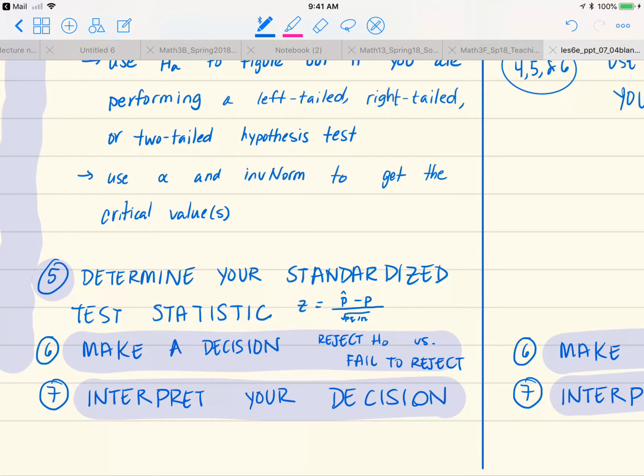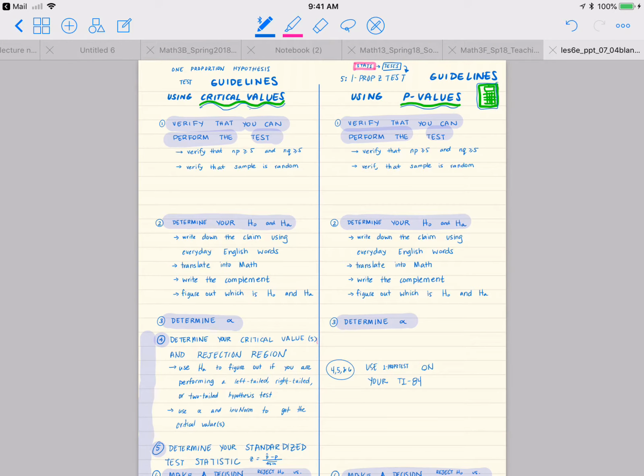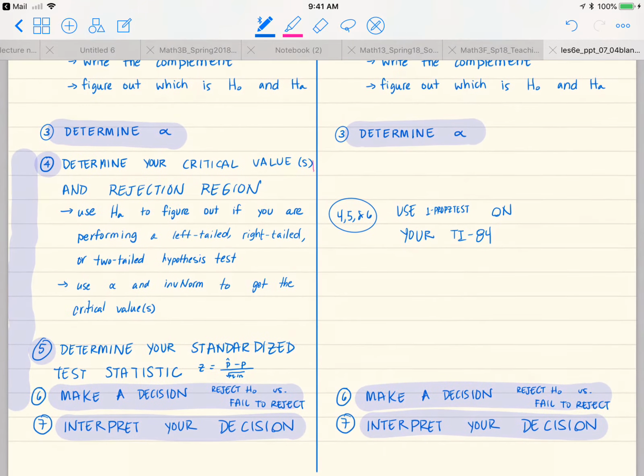Okay, so we'll do an example. We'll do two examples in this section. One example will involve using the critical value method, and the other will involve using the p-value method. So we'll get a chance to practice computing this standardized test statistic. You'll make a decision based on whether your test statistic is in your rejection region or not. And then lastly, you'll interpret your decision based on whether your claim is H0 or HA, and whether your decision was to reject or fail to reject your null hypothesis.